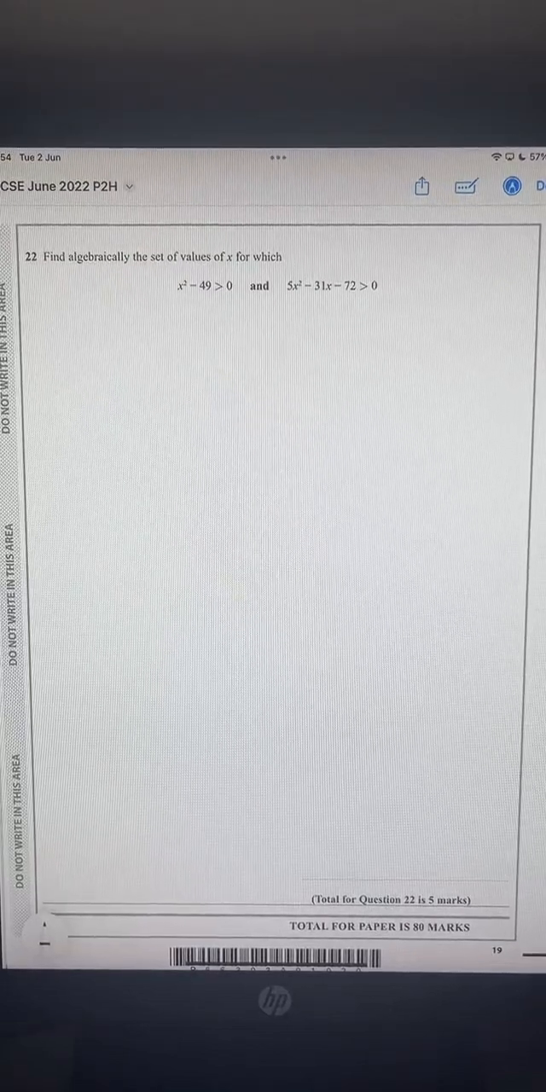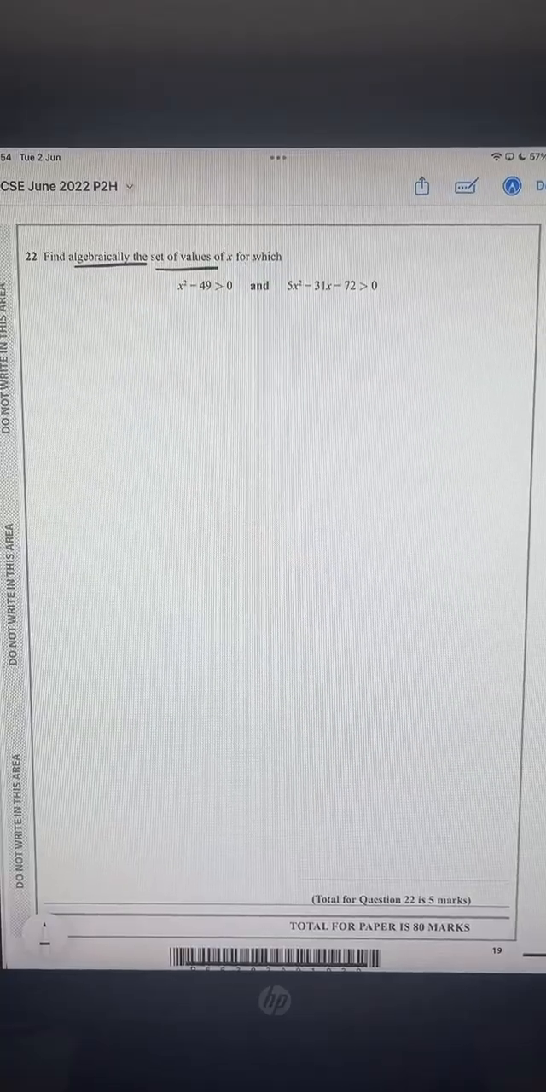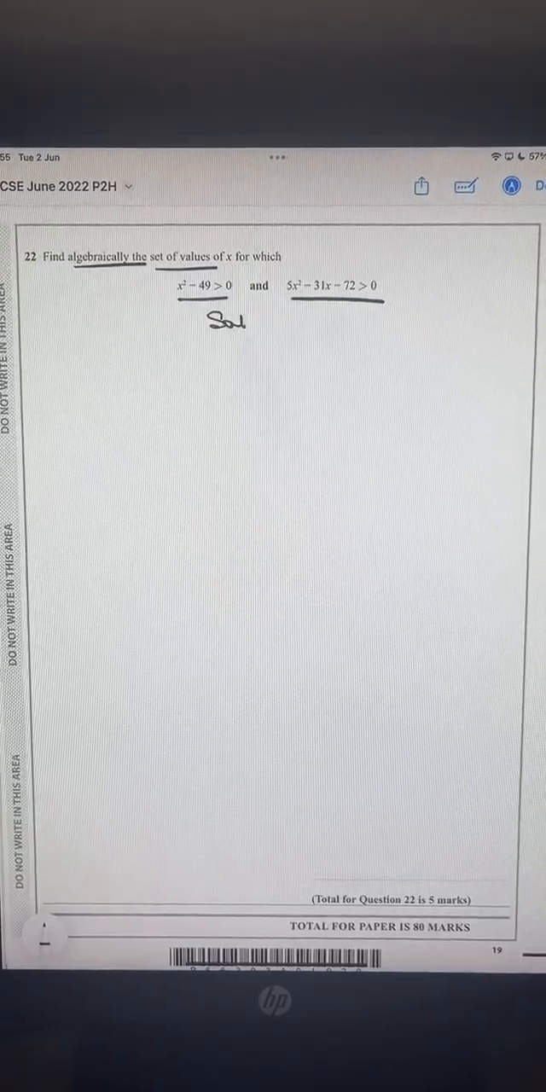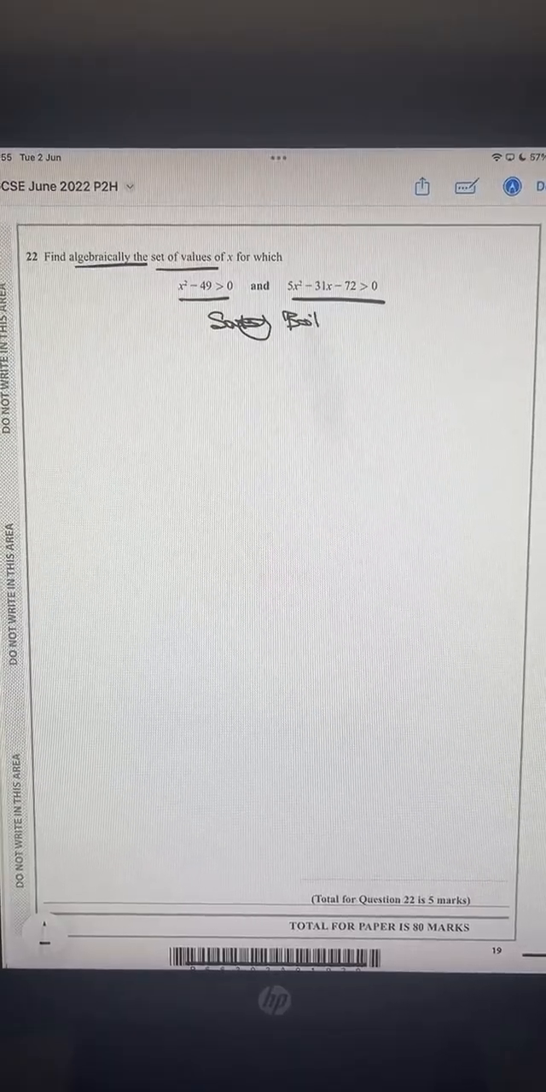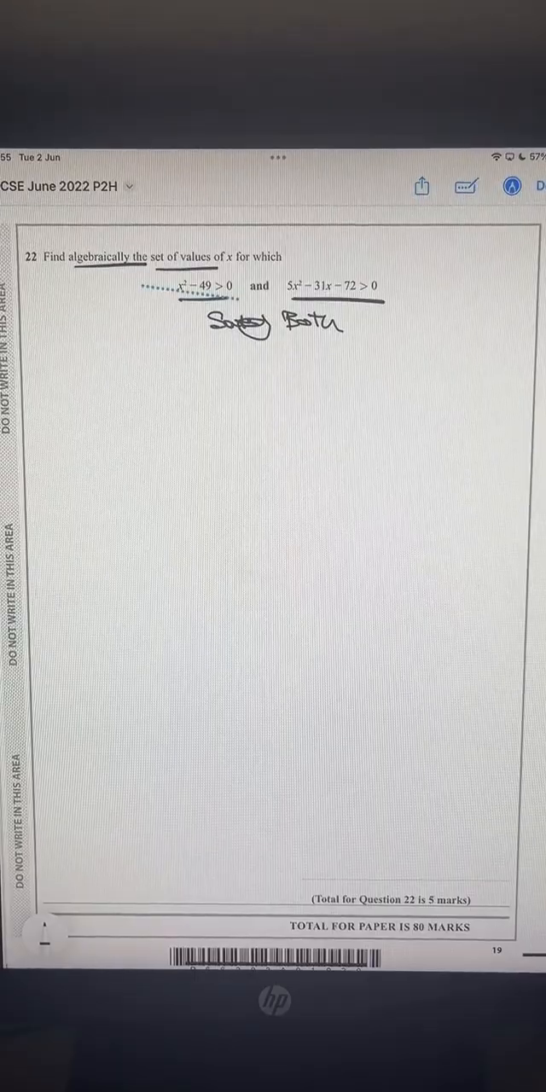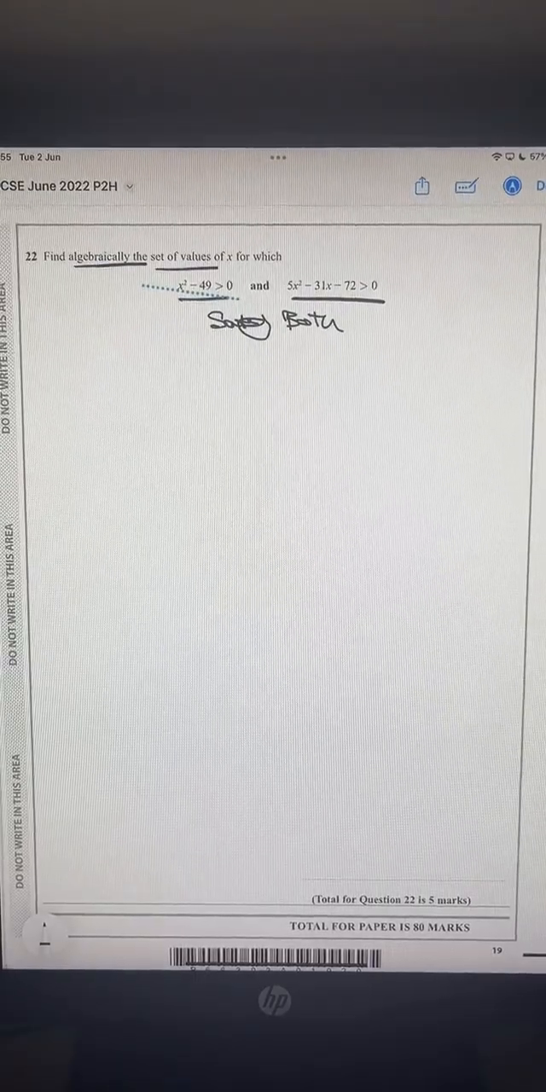This is a very nice 5 markers. If you guys get a question like this, you should be very happy. I mean, I was very happy when I saw this. Find algebraically the set of values of x for which x squared minus 49 is greater than 0 and this thing is also greater than 0. It needs to satisfy both. And I have a video on this type of question too, so you can check that out on my page afterwards. So I'm going to do the first one first.